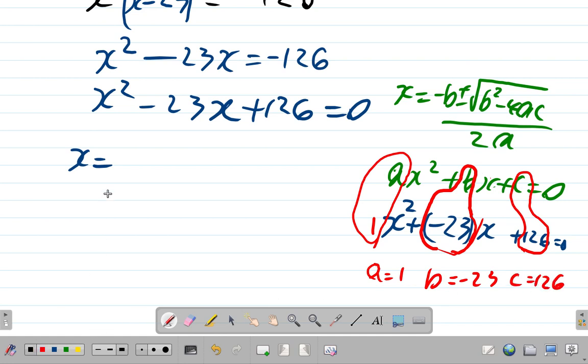So let's substitute them in the equation. x equals negative b. Now it's negative of negative 23 because b is negative 23, plus or minus the square root of b squared, which is negative 23 squared, minus 4 times a. What is a? A is 1.